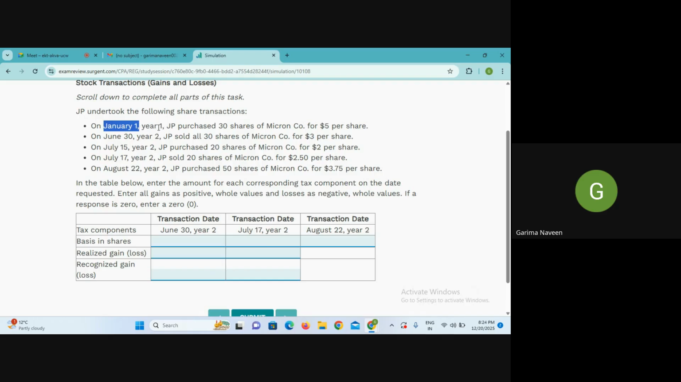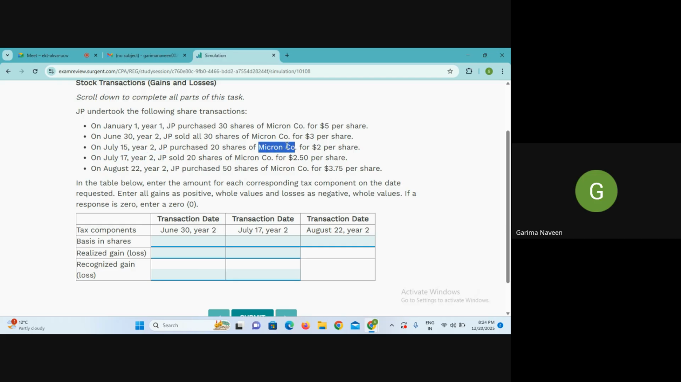Very first transaction for year 1. JP purchased 30 shares of value $5 per share. Then on June 30, year 2, he sold all 30 shares for $3 per share. Next, on July 15, JP purchased 20 shares of Micron Corporation.